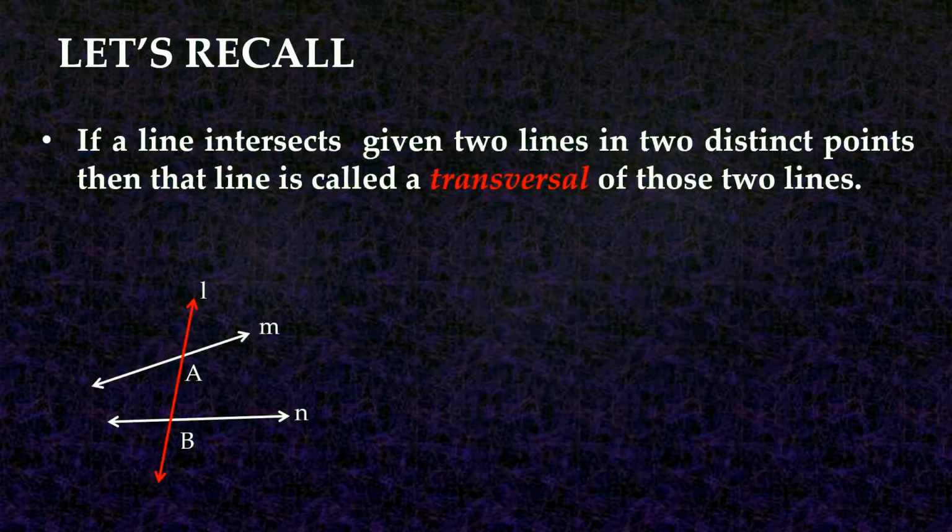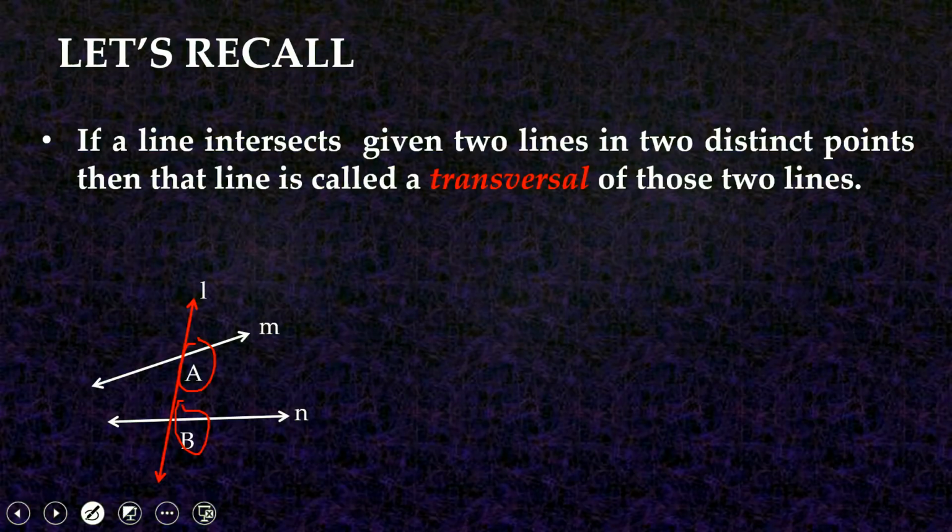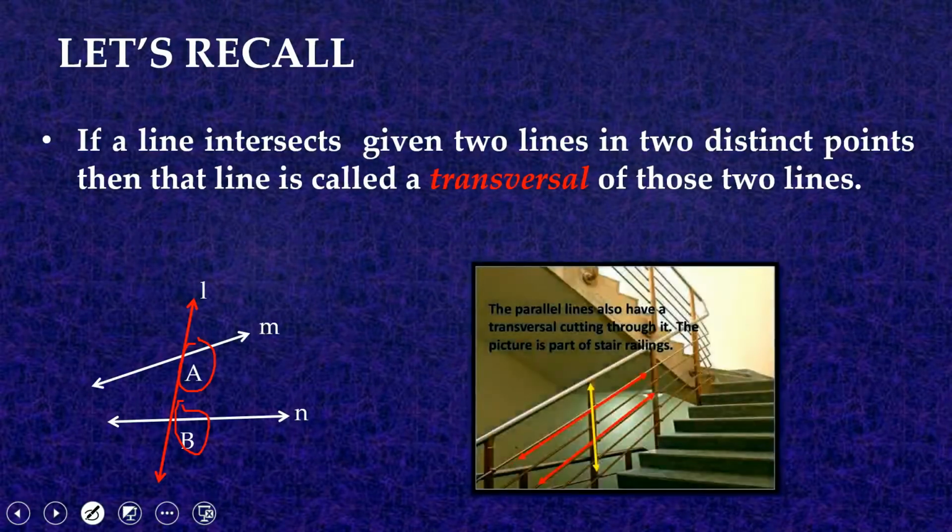Next, if a line intersects given two lines in two distinct points, then that line is called a transversal of those two lines. See here children, this red line L is the transversal of given two lines M and N. Line L intersects line M and line N in two distinct points A and B. If you see here children, point A and B, it intersects here. For example, this yellow line is a transversal of these two parallel lines, which is observed in stair railings.